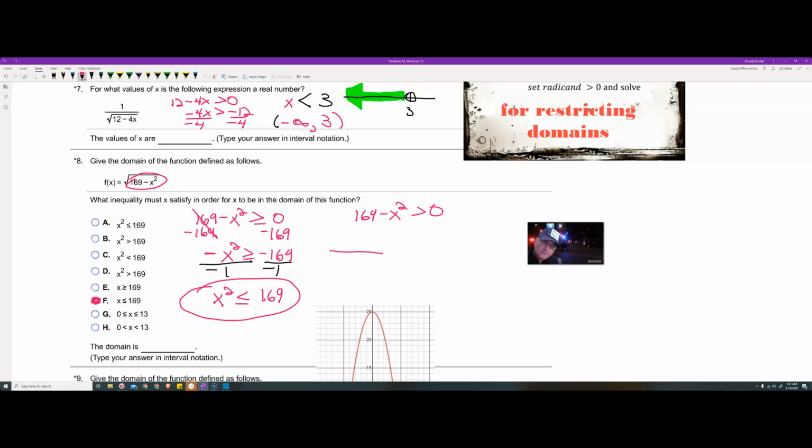So what I do is I'm going to factor 169 minus x squared. That's the difference of two squares. So that factors into 13 minus x, 13 plus x. That would give you 169 minus x squared.